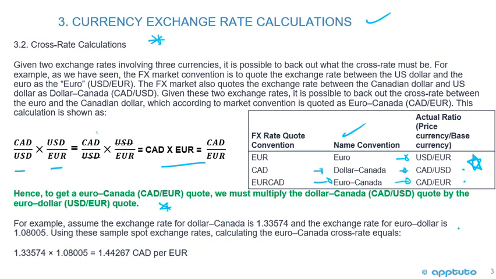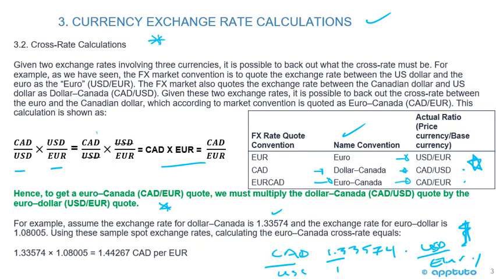So for example, I'm just going to use the numbers, and these are up to date as of the end of March 2017 from the internet. Assume the exchange rate for the dollar Canada is 1.33574. So again, let's slow down. CAD over USD. So $1 US is going to give us 1.33574 Canadian dollars. And for the euro dollar exchange rate, we can see that US dollars is the price currency, and the euro is the base. So 1 euro will get me 1.08005 US dollars.